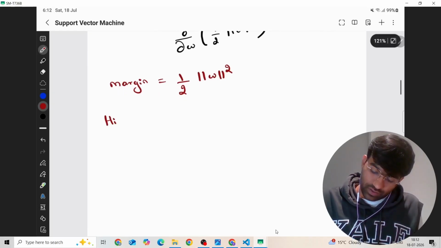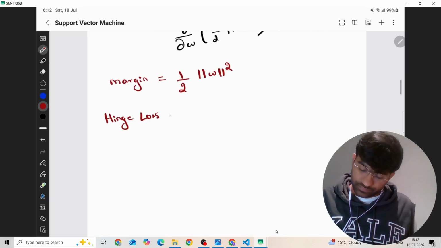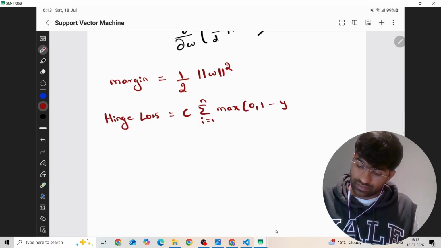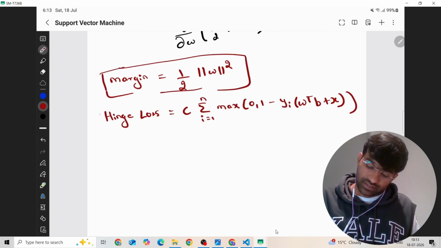And what is our hinge loss? Hinge loss is C, summation of i equal to 1 to n, max of 0, 1 minus y times (W transpose X plus b). Okay. This is the margin and this is the hinge loss.